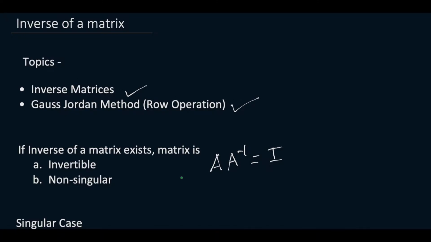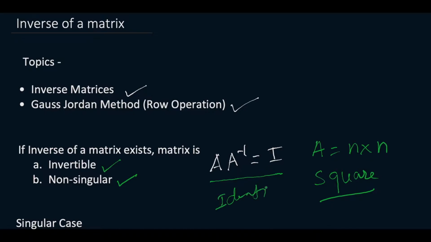Now if the inverse of a matrix exists, the matrix is called invertible or non-singular, and we can write A times A inverse equals I. A is an n cross n matrix, that is, A is a square matrix. So if the inverse exists, A times A inverse will give us I, our identity matrix.